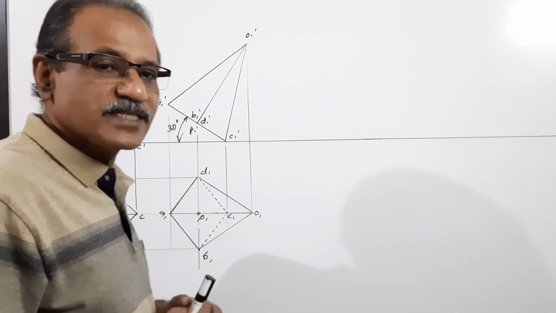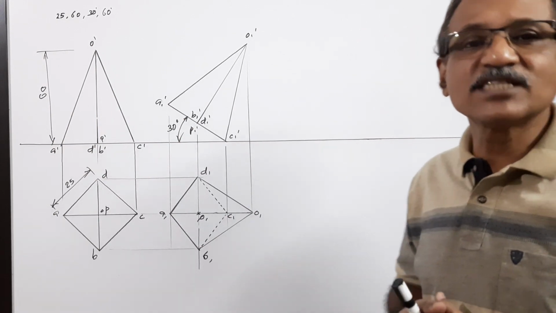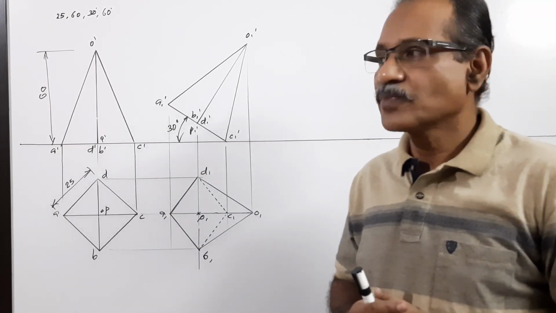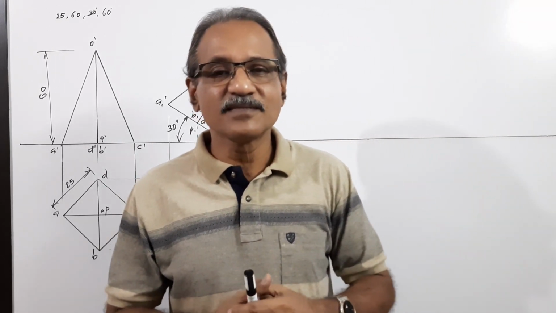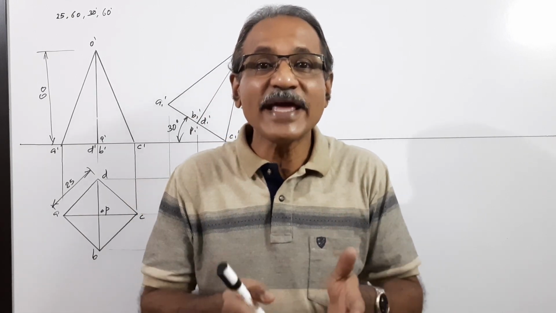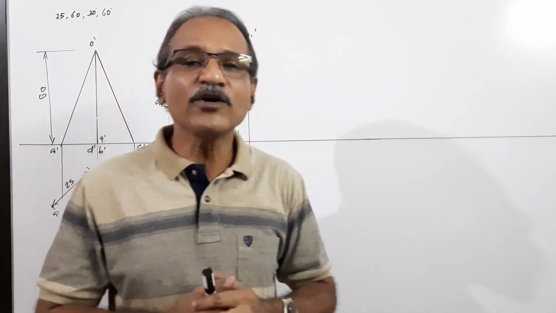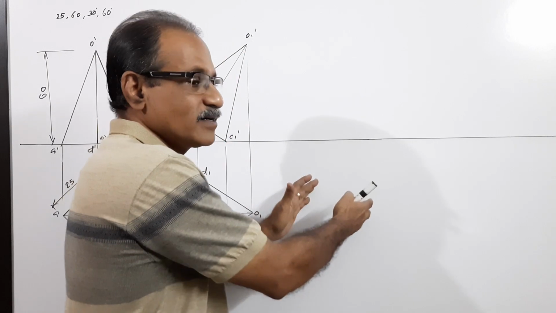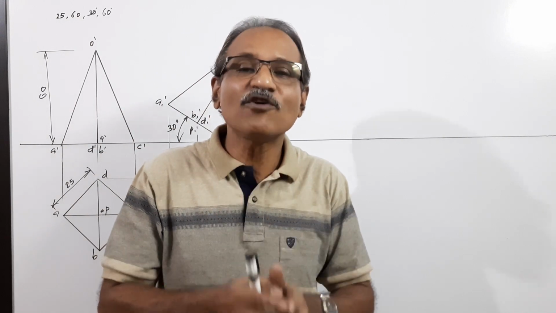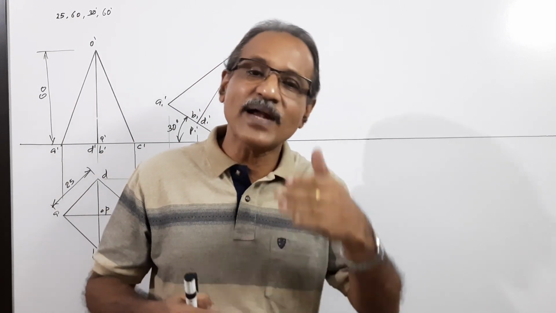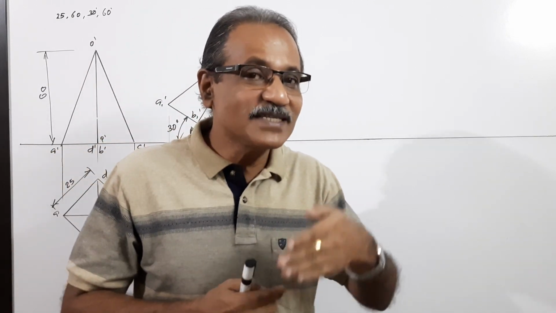Now, the question says draw the projections when the axis makes 60 degrees to VP. What is that 60 degrees? That 60 degrees is phi of the axis. If phi of the axis is given, how can you draw? You have to redraw this plan after finding out beta of the axis. What is beta of the axis? Beta of the axis means the angle between the plan of the axis and the XY line.